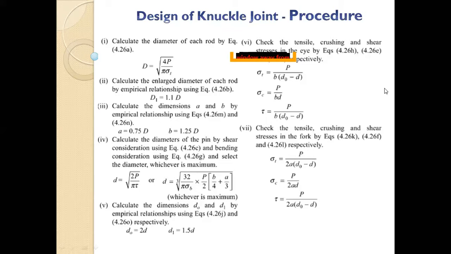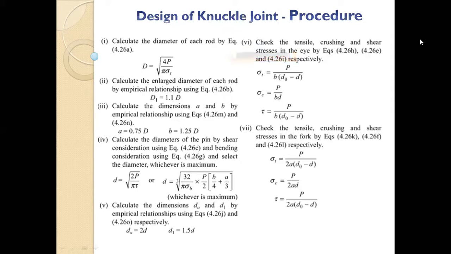So we have to just make sure that whatever sigma t, sigma c, and tau we are getting are below the allowable limit we calculated as the first step. Once it is fine, then we can say our dimensions are fine and our design is complete, right? So this is the procedure we will use for the design of the knuckle joint.